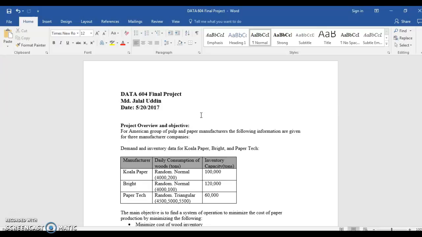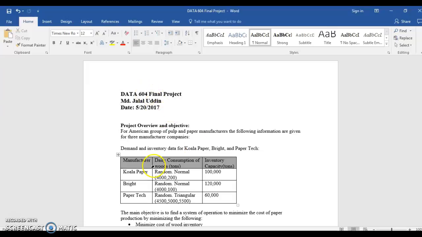I'm going to present my Data 604 final project. The project is about an American group of pulp and paper manufacturers which is increasingly aware of inefficiency in obtaining wood as a raw material. There is some data provided. We have to build the baseline model and solve a question, and then the improved model and solve some questions.